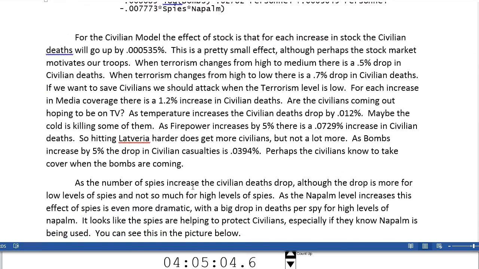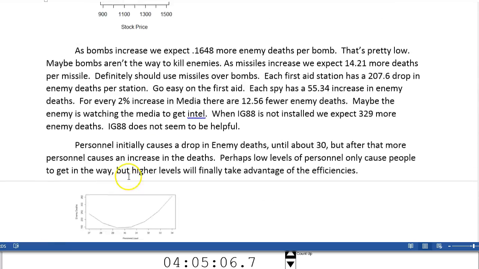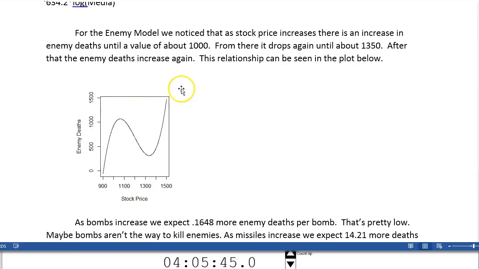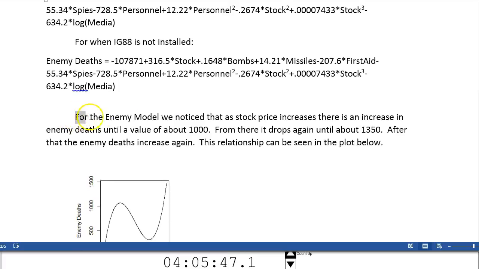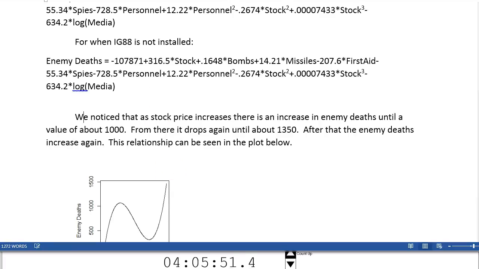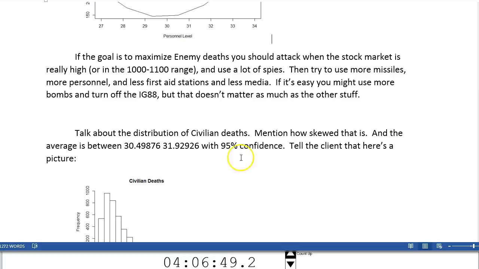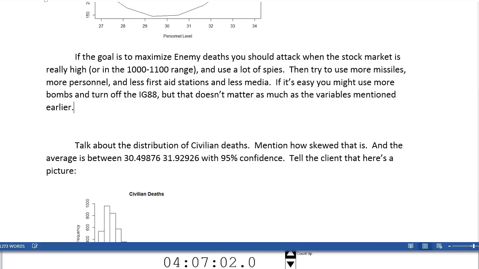And then I have my prediction equation. Oh, I was reading this. I forgot, what was I doing? I was just double reading. And there's little grammar things like this. Since I'm doing all enemy first and civilian after, I don't need to say this is for the civilian model. And as you read through it, think about your style. That doesn't matter as much as the variables mentioned earlier. Did it matter? No, but to me, it sounds a little more professional that way.